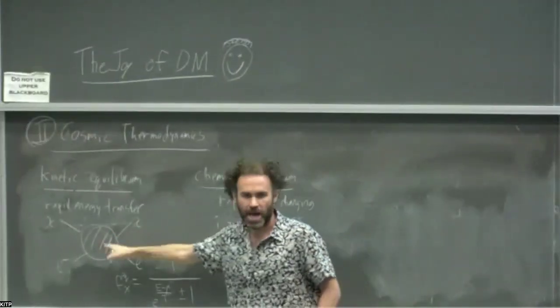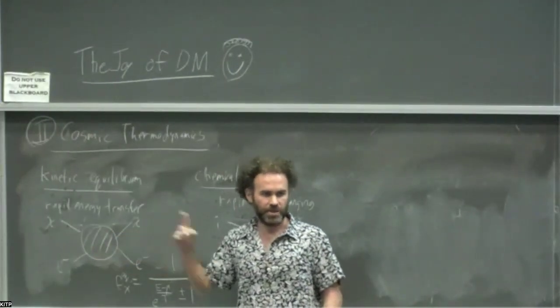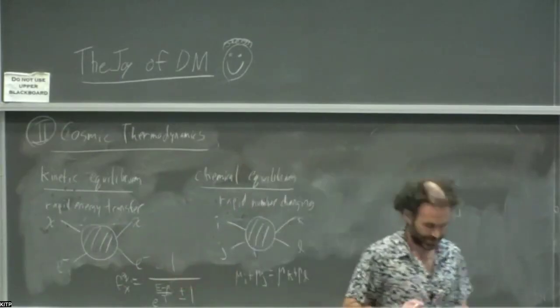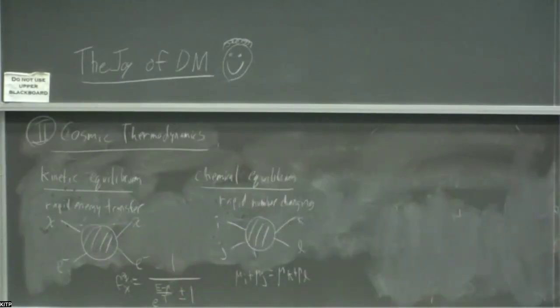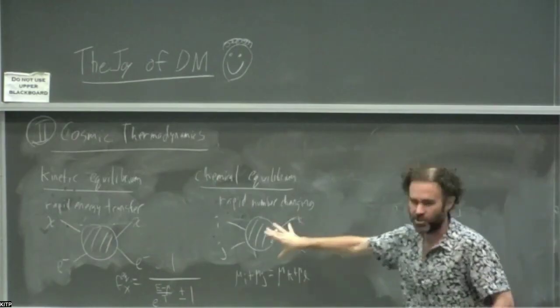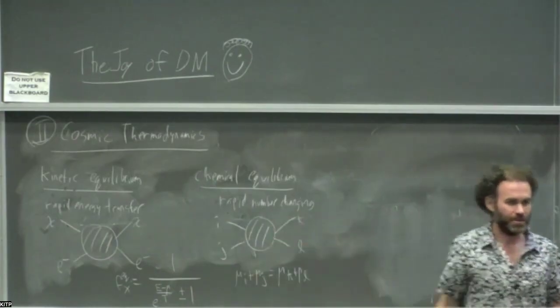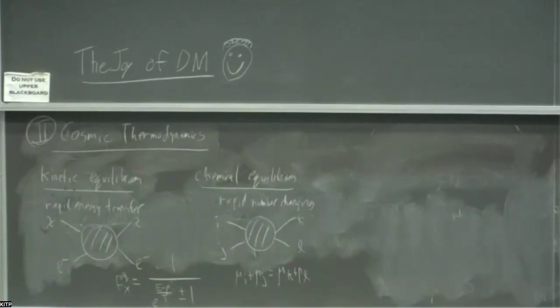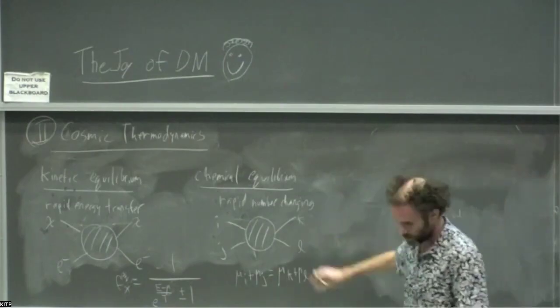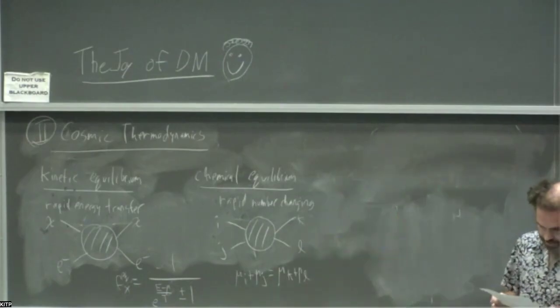Generically, chemical equilibrium implies kinetic equilibrium, but very importantly, not the other way around. Because if you can change number, you also are exchanging energy. I'm not aware of any examples where you're in chemical and not kinetic, but the WIMP itself will typically depart from chemical equilibrium while it's still in kinetic equilibrium. So from that point of view, this is a stronger condition.